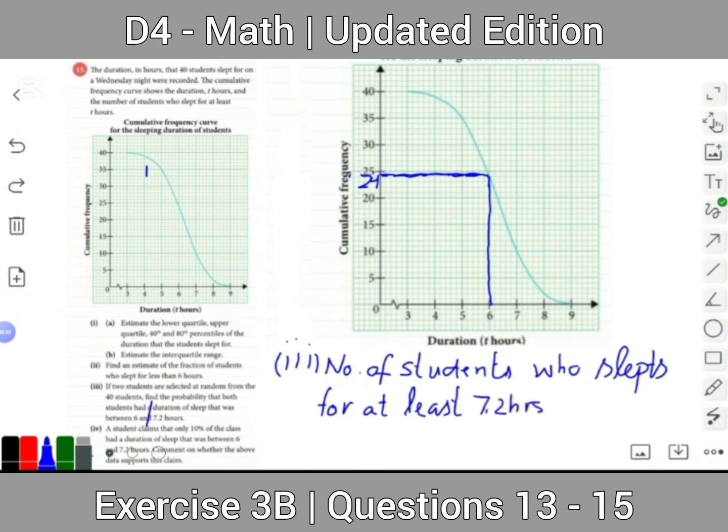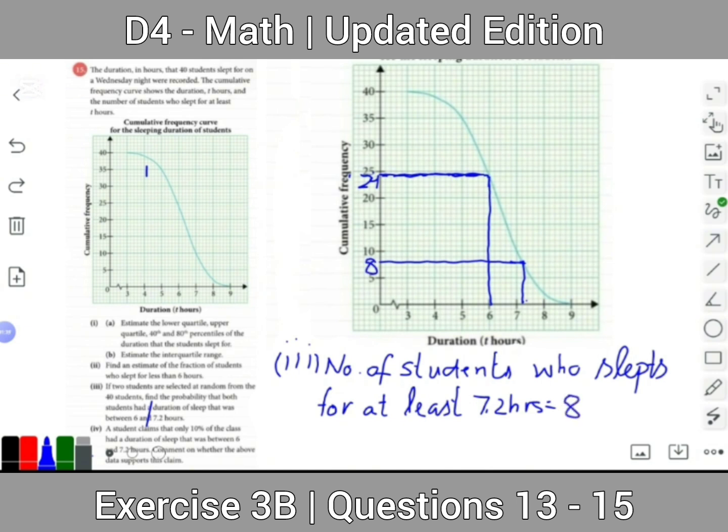Now from the x-axis we have 7.2, since each square unit along the x-axis is equal to 0.2. So here we have drawn our vertical line until it touches the cumulative frequency curve. Now from the point of intersection on the curve, we will draw a horizontal line until it touches the vertical axis. So here we have the value approximately 8. So the number of students who slept for at least 7.2 hours is equal to 8.